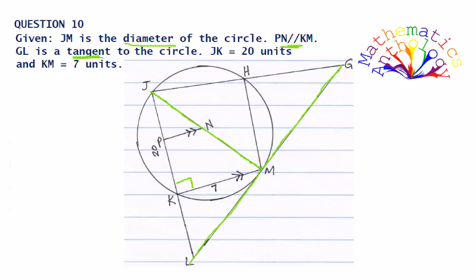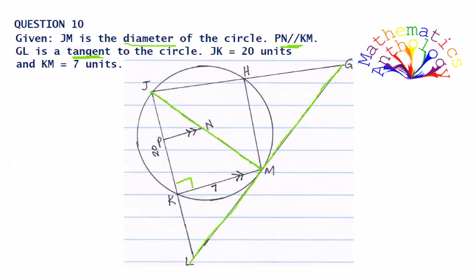So diameter is the first keyword I have here. If I have a diameter, I know that there is a theorem that says that the diameter subtends an angle of 90 degrees at the circumference. So if JM is my diameter, I can use that fact to show that angle K is equal to 90 degrees. Also that angle H, if I need it, is also equal to 90 degrees. That's because the diameter subtends 90 degrees at the circumference, or it's also called angle in a semicircle.